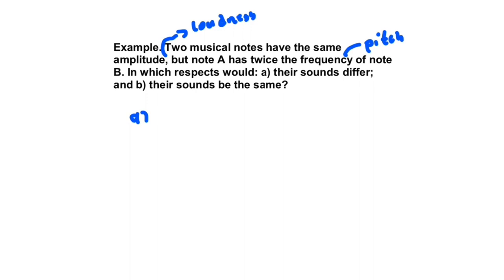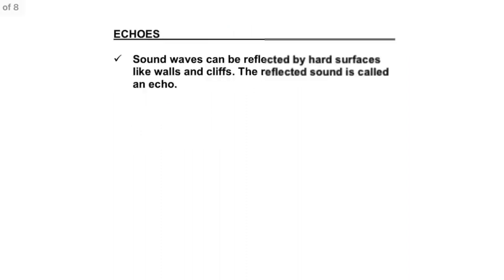These two notes have different frequencies, so the pitch is going to be different. The pitch of the two musical notes will be different. And then B, in which respects will their sounds be the same? They're going to be the same in terms of loudness because we have the same amplitude. So amplitude, loudness, frequency, pitch. This is a type of question you would usually expect in multiple choice. So let's make sure that we familiarize ourselves with the characteristics of sound waves: pitch, loudness, and tone. Let's move to the following aspect.